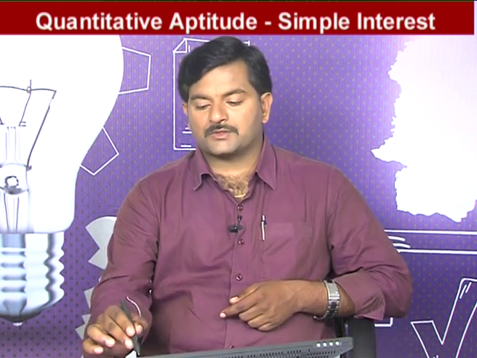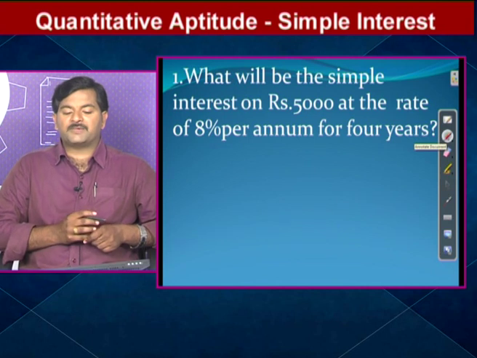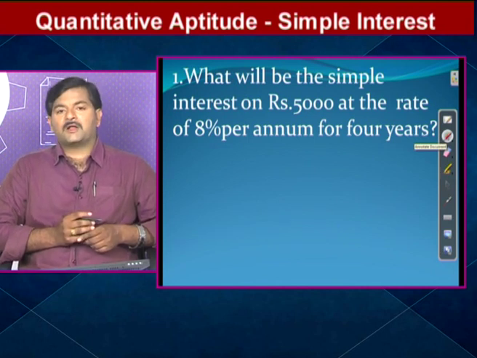These are the different concepts I told you regarding simple interest. So now we see the question. Here is the first question. What is given? What will be the simple interest on rupees 5,000 at the rate of 8% per annum for 4 years?